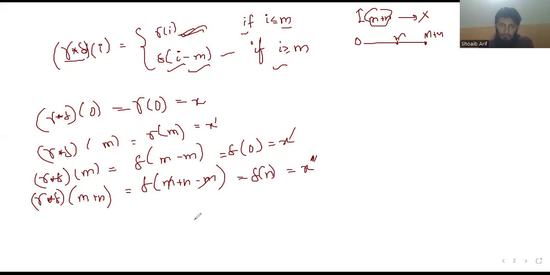So here we can see the concatenation of gamma and sigma is a path starting from x and ending at x double prime. This is the definition of concatenation.